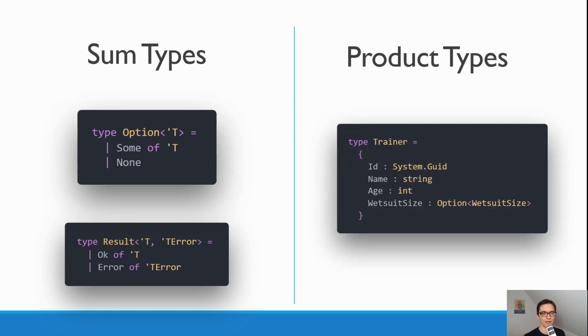Well, product types are the types that we're using all the time. They are like records, classes, structs, JavaScript objects, all these kinds of types. So why are they called sum types and product types? Well, in the product types, the number of possibilities of type trainer is the ID, which is in this case a GUID, so it's infinite, times the name, times the age, times the wetsuit size. So what I mean with this, the why times, because we need to multiply all possibilities together to get the number of possible outcomes for a given trainer.